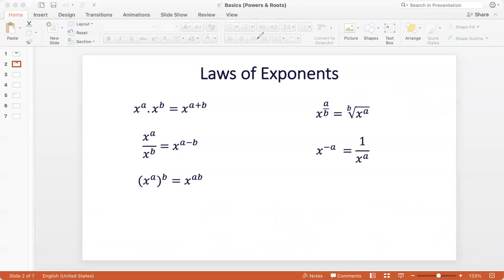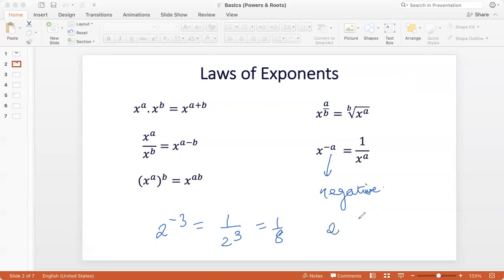And finally, if I have a negative exponent, then I simply take the reciprocal. So x to the power negative a is 1 over x to the power a, right? So 2 to the power minus 3 is 1 upon 2 cubed, that is 1 over 8.